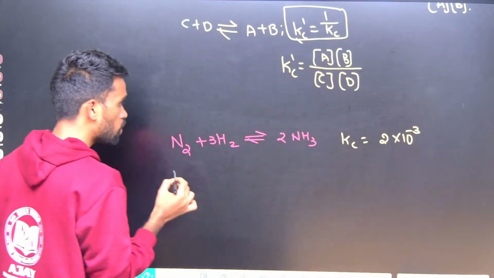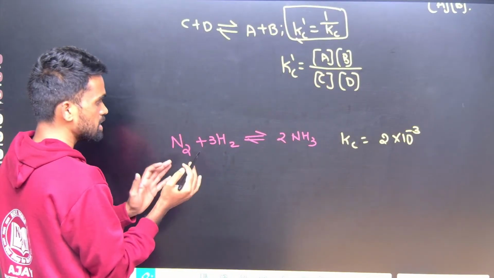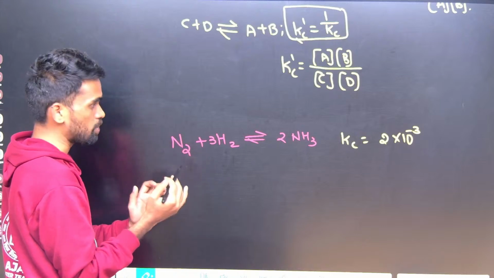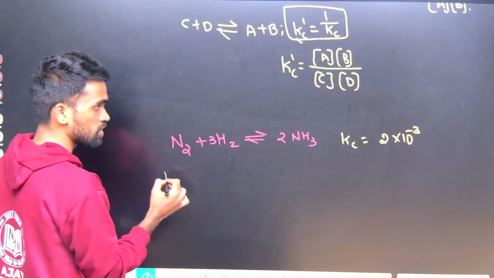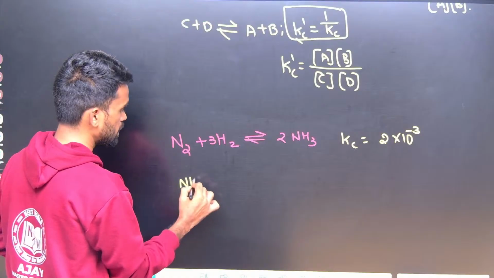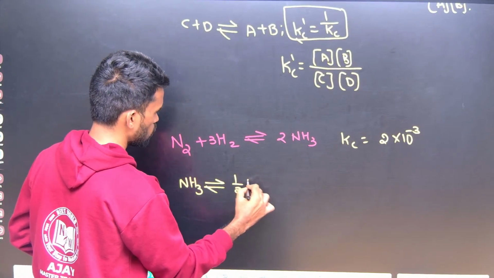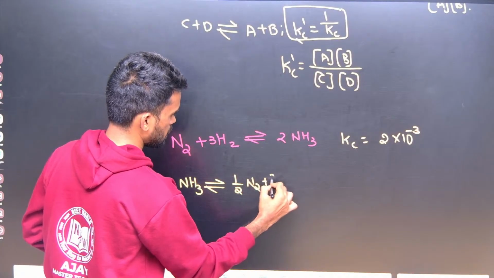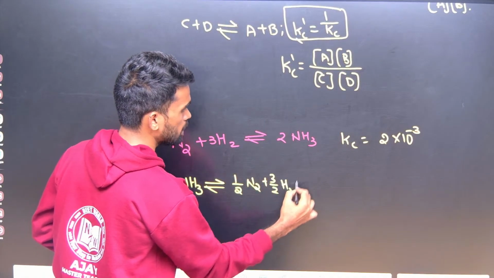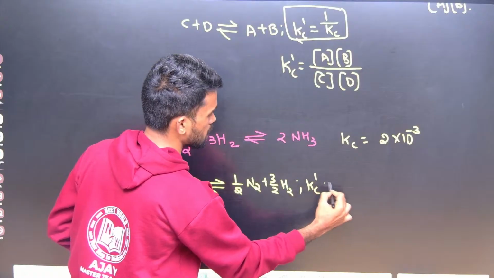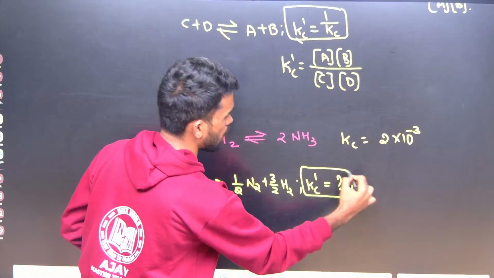Okay. So now what I am making is, I just want to know the equilibrium constant for the reaction which I am writing here, NH3 divided by 1 by 2 plus 3 by 2 H2. So what is the equilibrium constant? Kc dash value here. Just tell me your answer in the comment box.